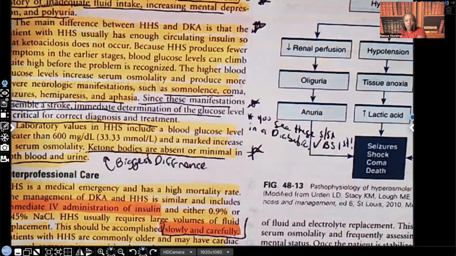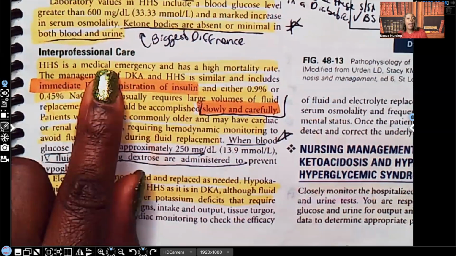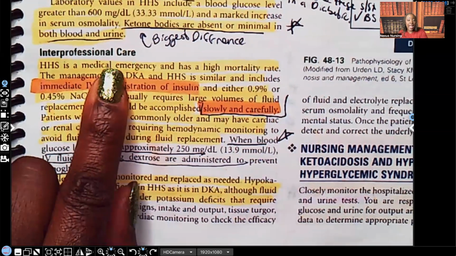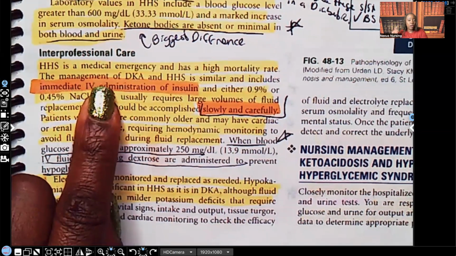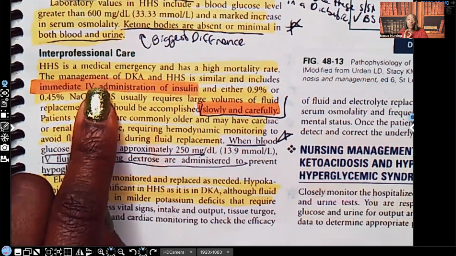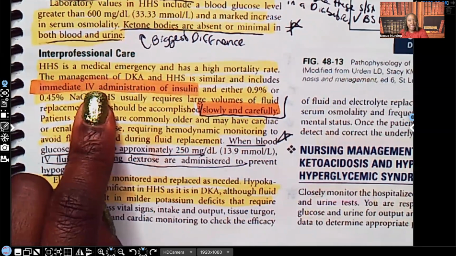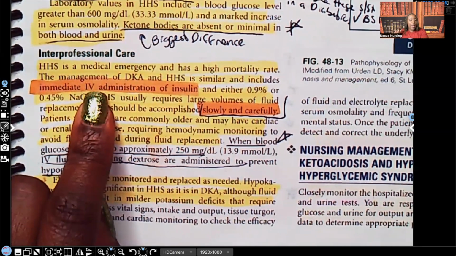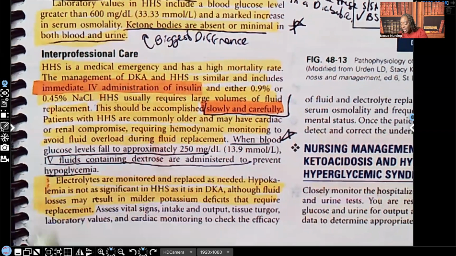Interprofessional care. So what are we going to do for these patients with the HHS? HHS is a medical emergency and it has a high mortality rate. The management of DKA and HHS, they're similar. They both include, look at this, immediate, right away. That is your priority, IV administration of insulin. We have to get that blood sugar down, okay? Immediate IV administration of insulin, and either your normal saline or your half normal saline.